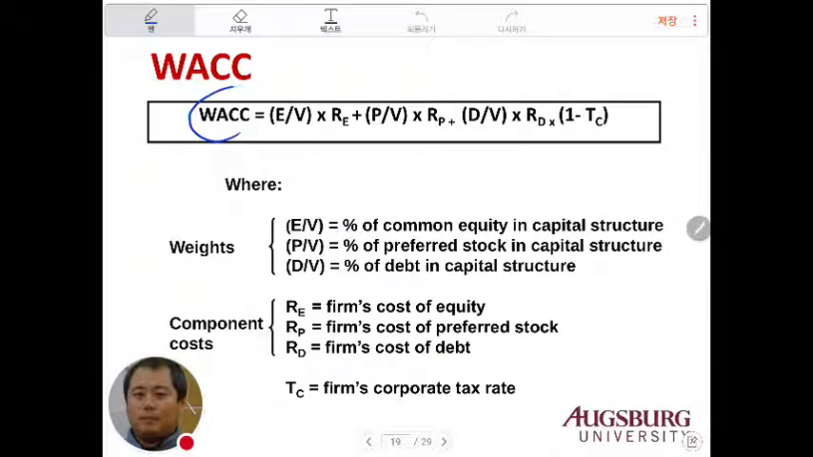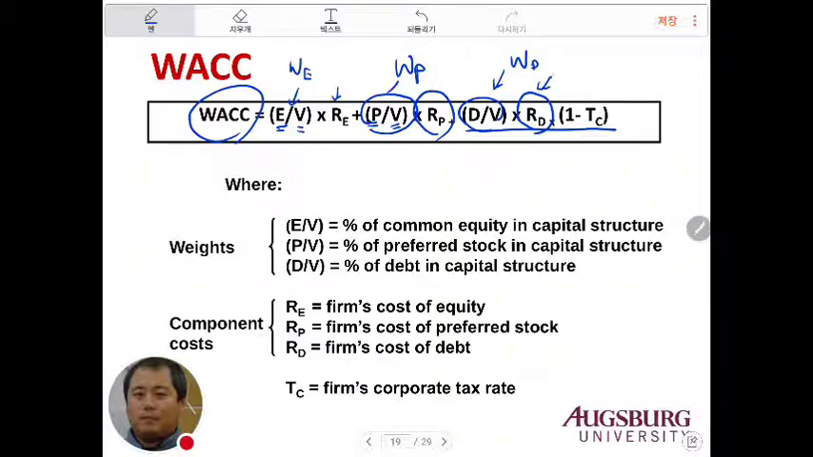Then the WACC, weighted average cost of capital, equals, this is the weight on equity, so equity value divided by the market value of the firm times the cost of equity, plus this is the weight of preferred stock, so preferred stock market value divided by the market value of the firm times the cost of preferred stock. And now the third term is a little different. This is the weight of debt, debt divided by the market value of the firm, times the before tax cost of debt times 1 minus T. So this before tax cost of debt times 1 minus T, the tax rate, is actually the after tax cost of debt. So the third factor is a little different.